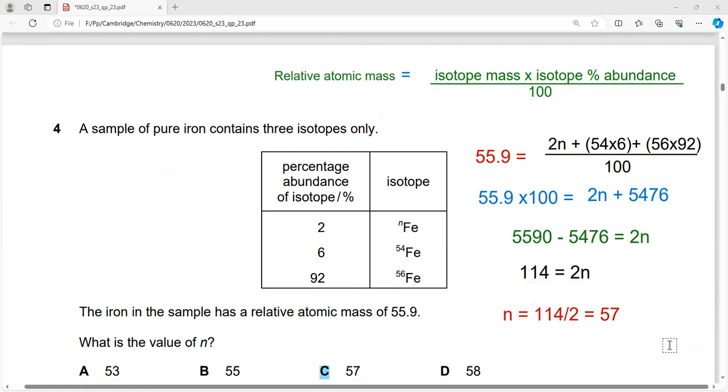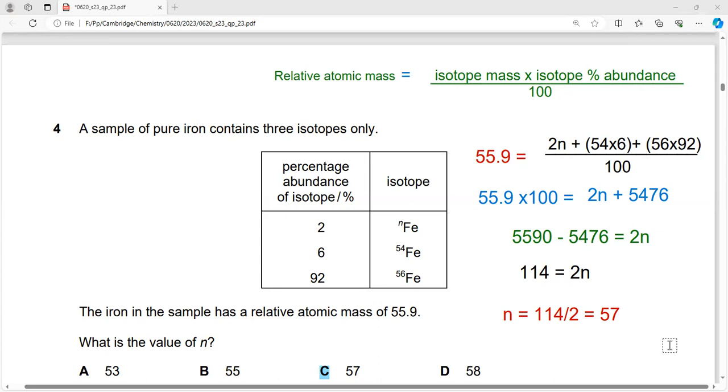Question number 4. A sample of pure iron contains 3 isotopes. For these isotopes, the relative atomic masses and the percentage abundances are given. The relative atomic mass formula is equal to the sum of the percentage abundance multiplied by the mass of each isotope, divided by 100. We are going to put in the values; for example, the relative atomic mass is given there, 55.9.